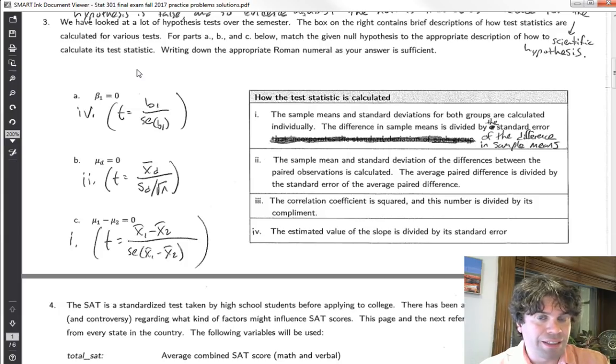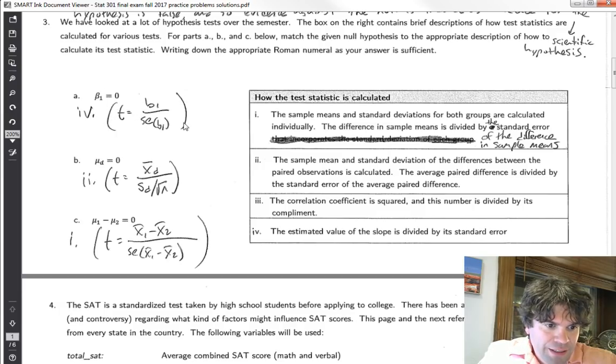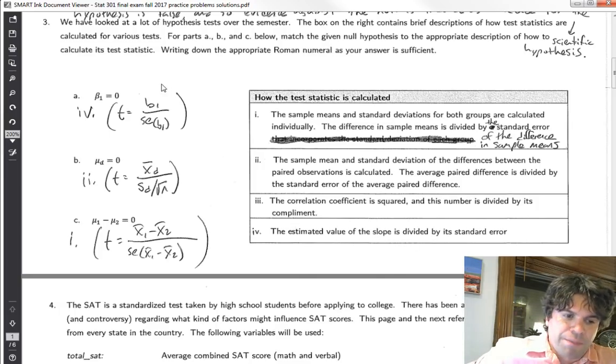All t-test statistics we've seen are constructed by making the numerator the estimate, the actual effect you measured in your data, and the denominator the standard error of the estimate. So this is the test statistic that tests against this null. It's b1 divided by the standard error of b1. There it is: the estimated value of the slope divided by its standard error. b1 is the estimate for beta 1.